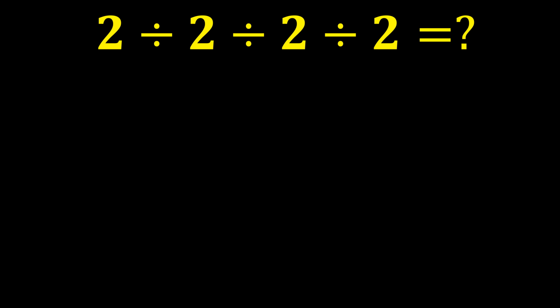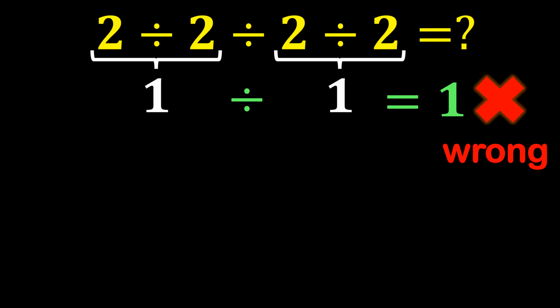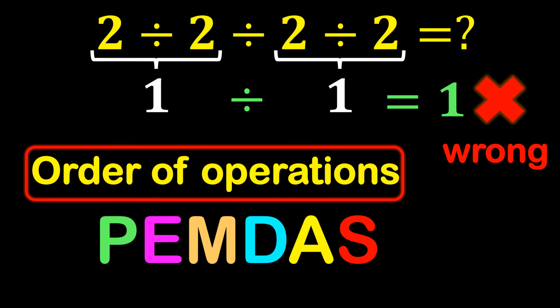Only 1% of people solve this question correctly. Can you? 2 divided by 2 is 1, and again 2 divided by 2 is 1, and 1 divided by 1 is 1. But this answer is wrong because we didn't follow the order of operations, which is called PEMDAS.